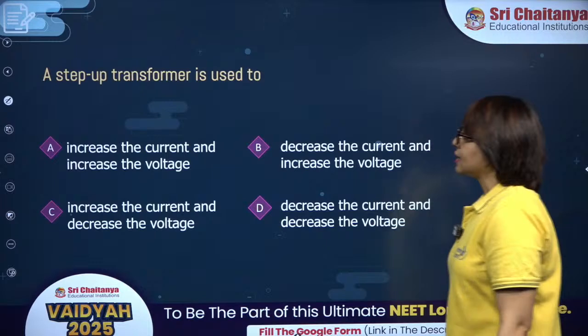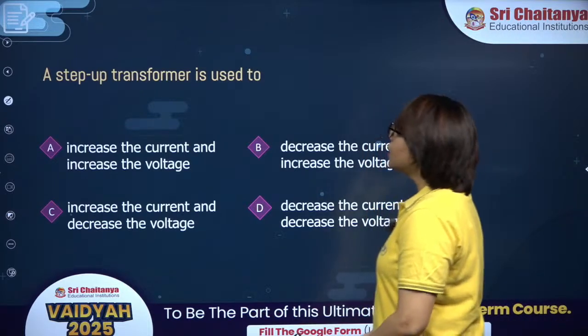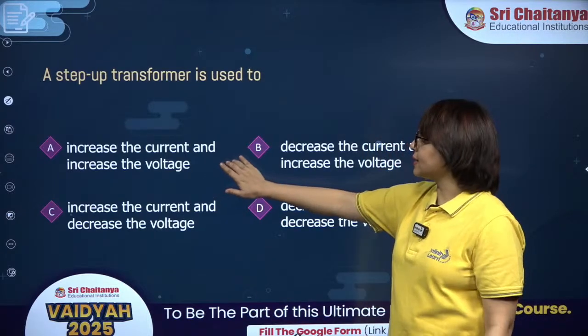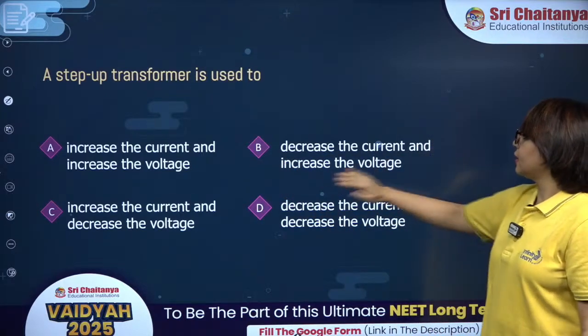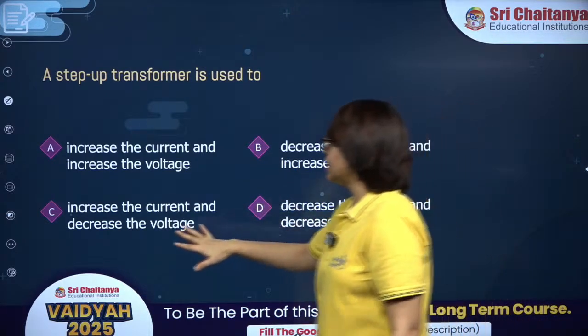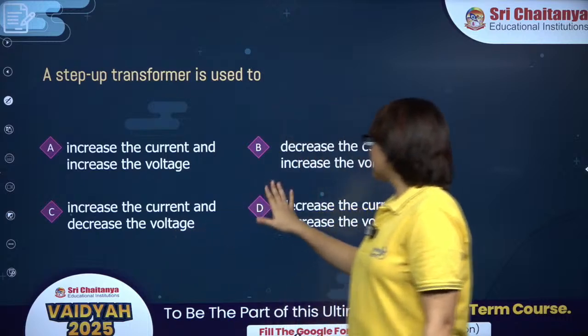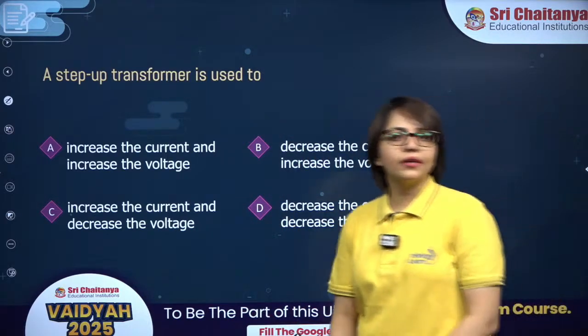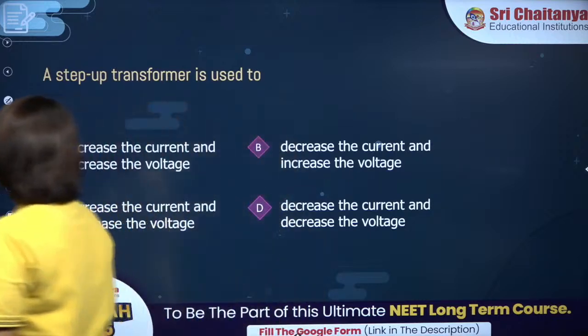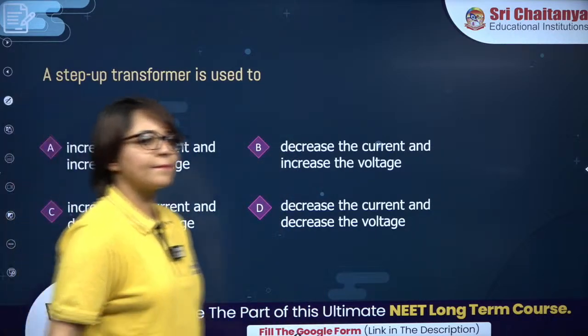Next is this one. A step-up transformer is used to. Option A, increase the current and increase the voltage. Option B, decrease the current and increase the voltage. Option C, increase the current and decrease the voltage. Option D, decrease the current and decrease the voltage. Try this one. Again, this is a conceptual question, everyone.